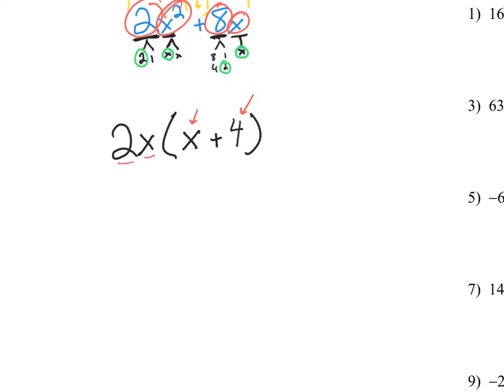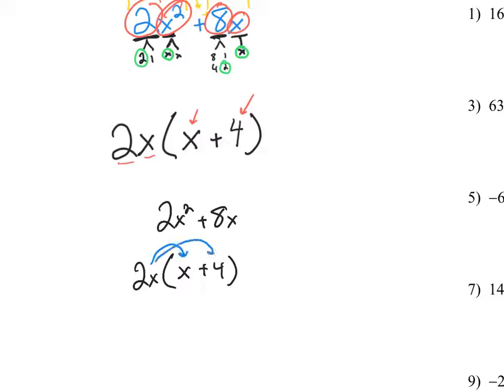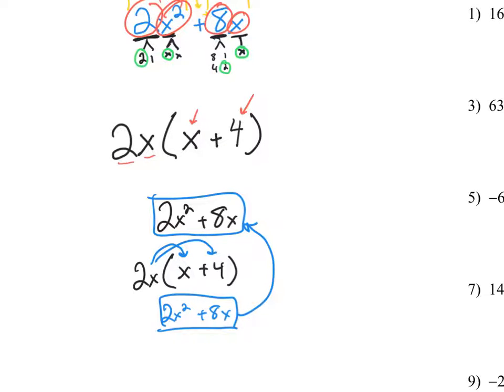Okay, so greatest common factor, so let's see that again. 2x squared plus 8x. Pull a 2x out, and you're left with x plus 4. Now, how do we check it? Distribute. That's how you go back and check. Then you get 2x squared plus 8x. If that matches that, then we're golden.